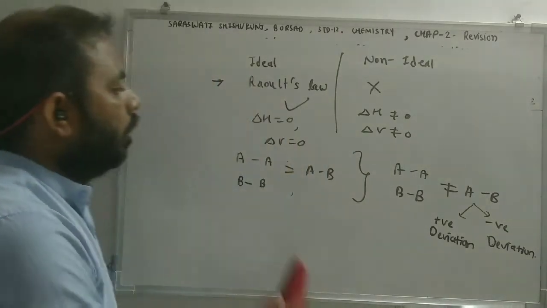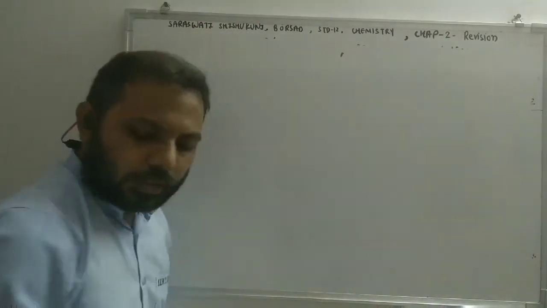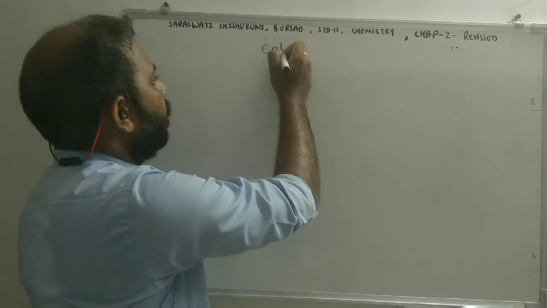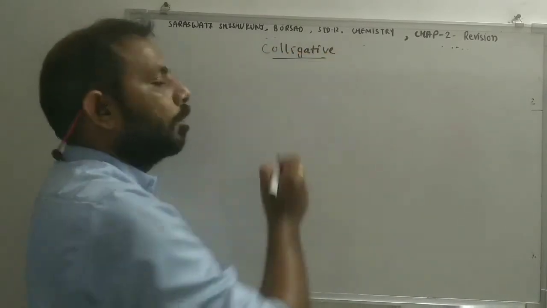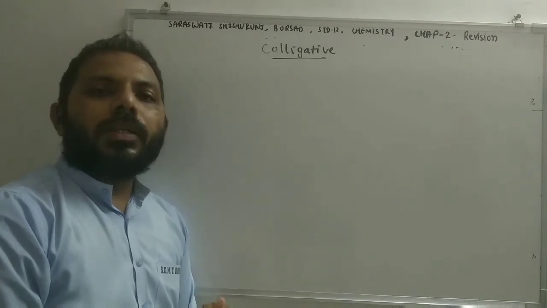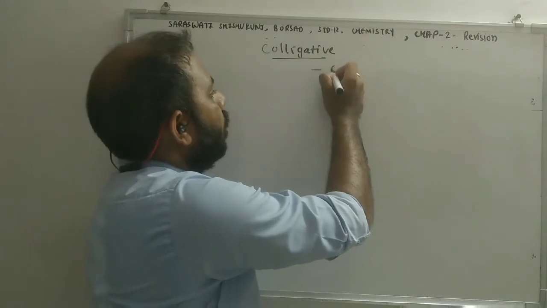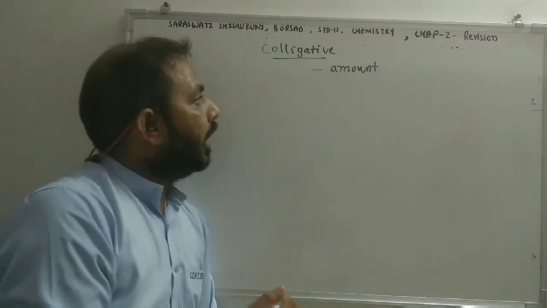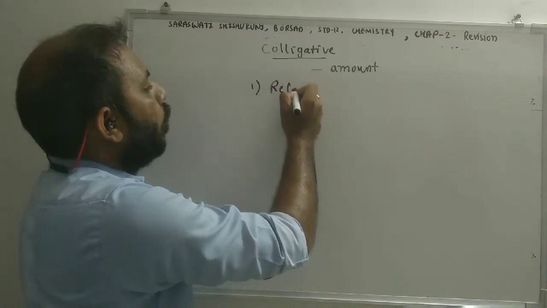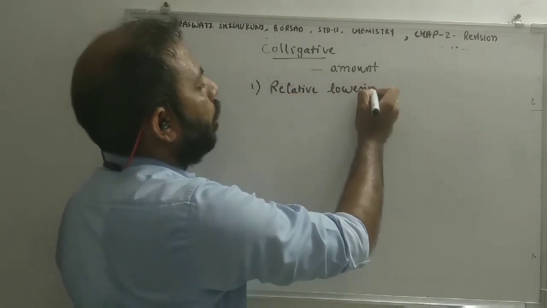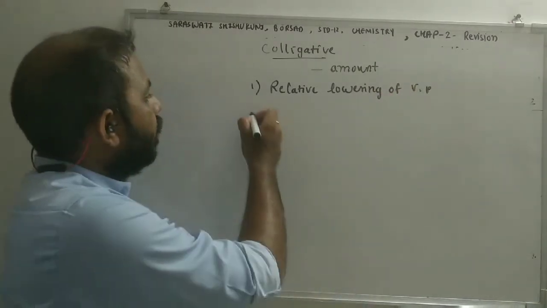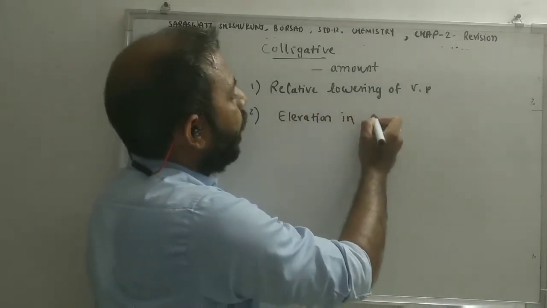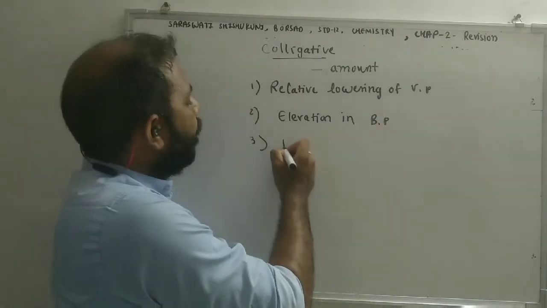Now, after this topic, there is one topic, that is azeotrope, and then colligative properties. So what is colligative property? Colligative property is the property which depends on the amount. It is a quantitative property, which deals with the amount of solute. Okay. So there are 4 properties. First is relative lowering in vapor pressure. Second one is elevation in boiling point. Third one is depression in freezing point.